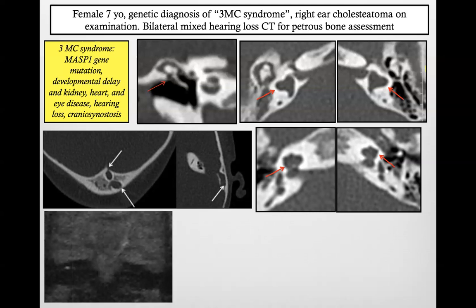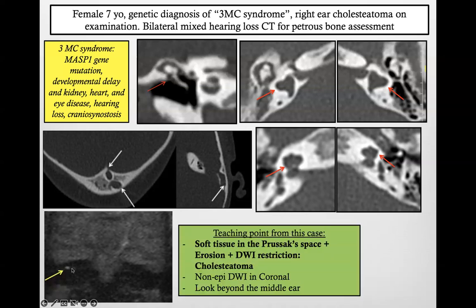And we did a diffusion. Remember to use non-epiplanar diffusion for cholesteatoma, small area of hyperintensity. So small soft tissue process in the space, use your clinical information. They knew there was most likely a cholesteatoma. They can see through the membrane very well. But DWI restriction is pathognomonic of cholesteatoma in the right clinical context.